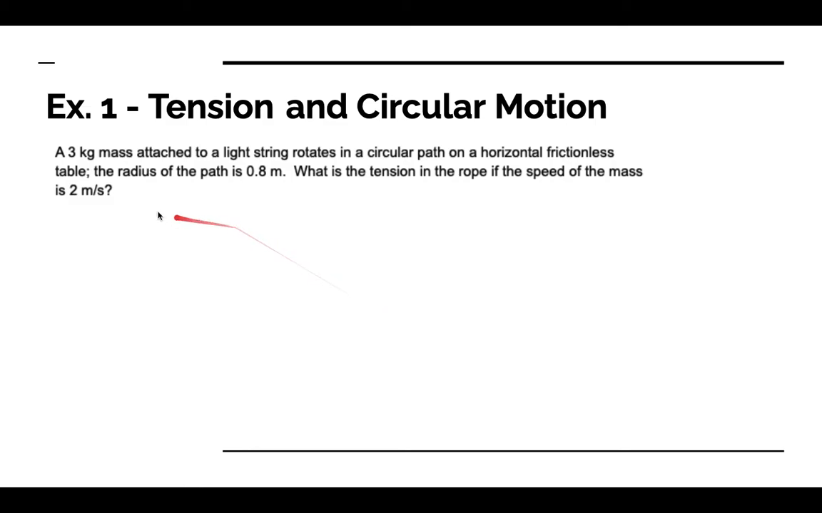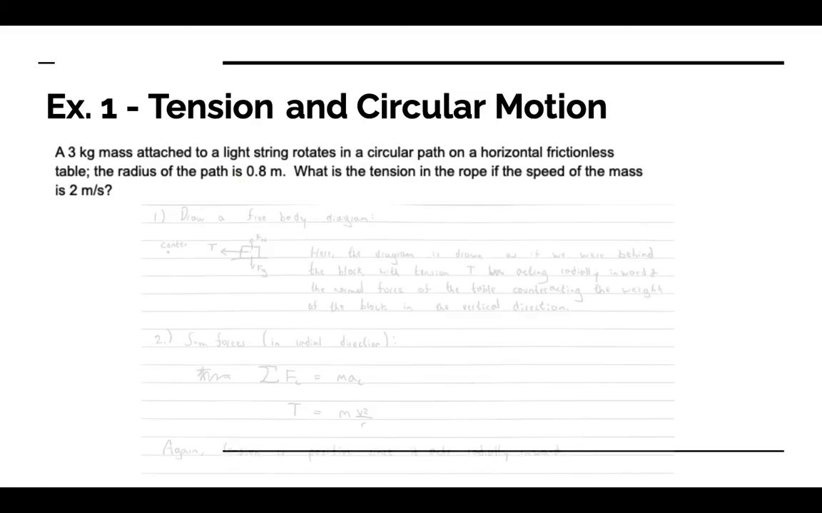A 3 kilogram mass attached to a light string rotates in a circular path on a horizontal frictionless table. The radius of the path is 0.8 meters. What is the tension of the rope if the speed of the mass is 2 meters per second?